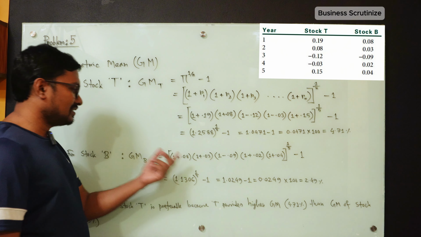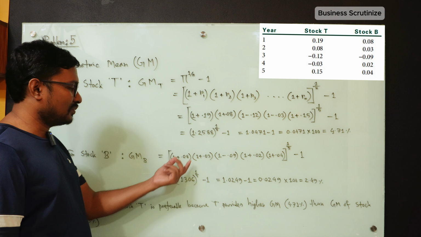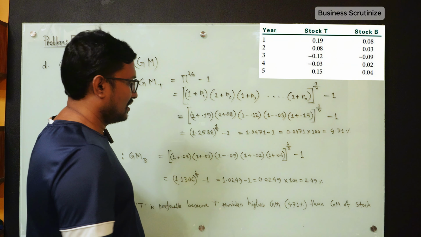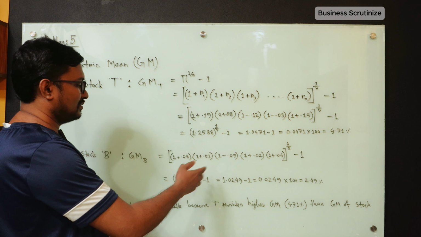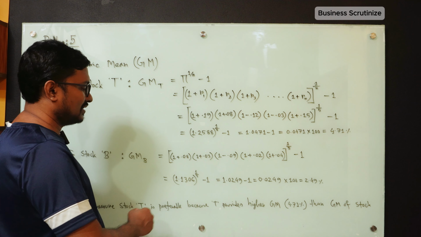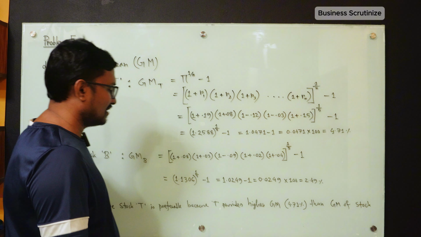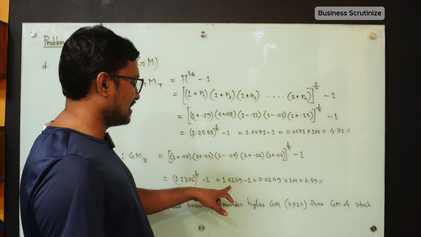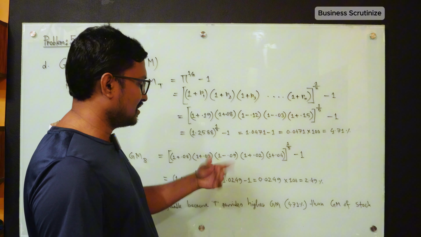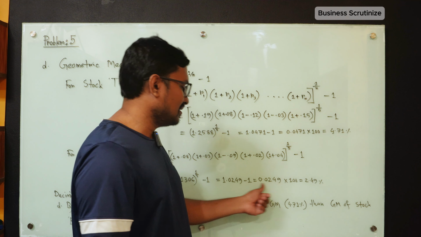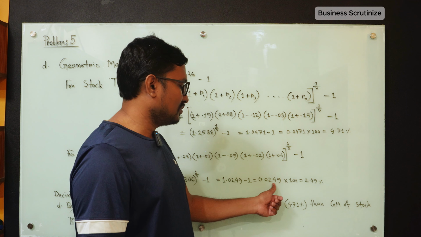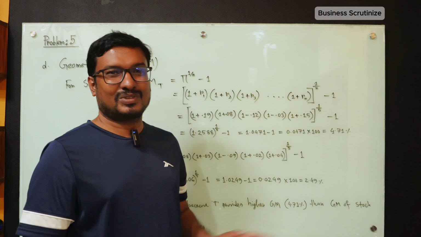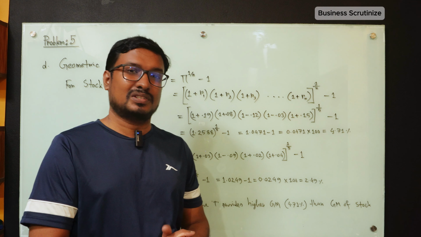Now using our calculator, same again, we compute each of the elements and multiply them together, and we will write here 1.1306, and the power, you can see, is 1 by 5 minus 1. So if we compute this, we can write 1.0249 using our calculator, and subtracting 1, the value should be 0.0249, or we can write 2.49%. So 2.49% is the geometric return for stock B.